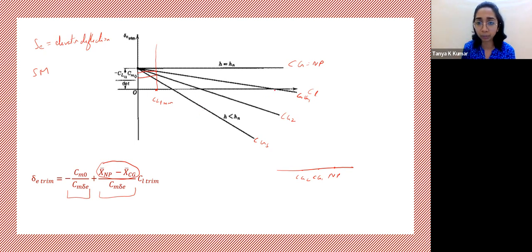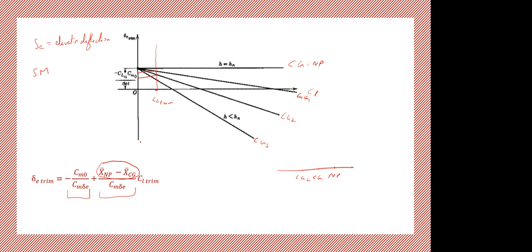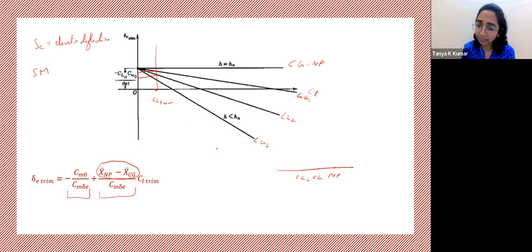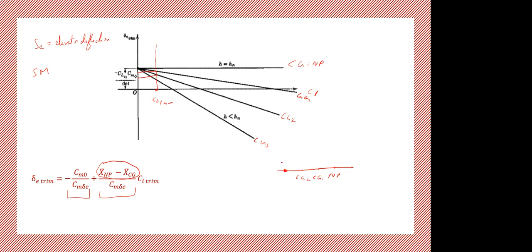So when the CG moves away from the neutral, could that also mean that the larger that term, the longer the aircraft? Not necessarily. What if you have a heavier component here? Then it'll work. Payload. Yeah.